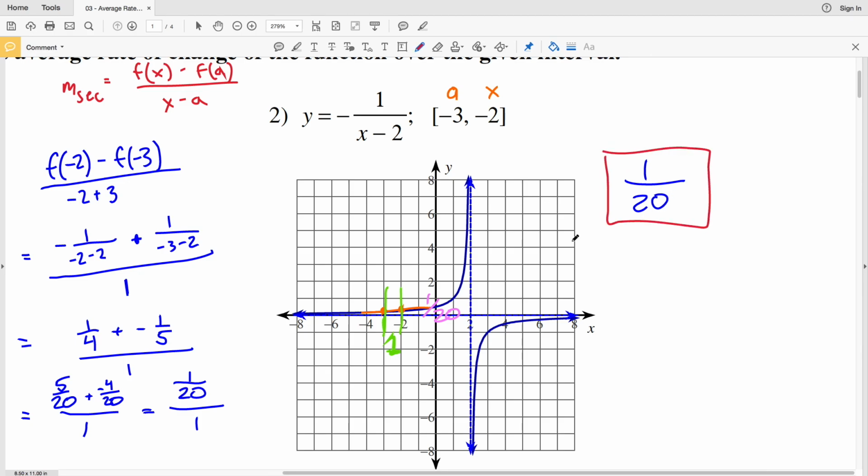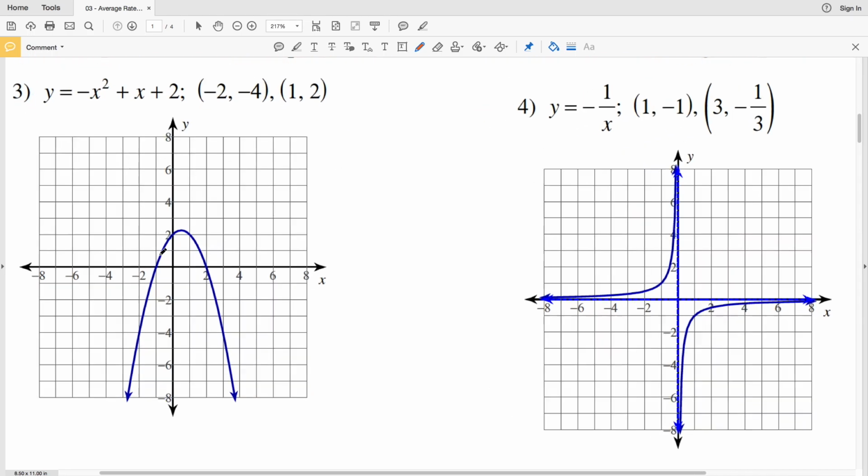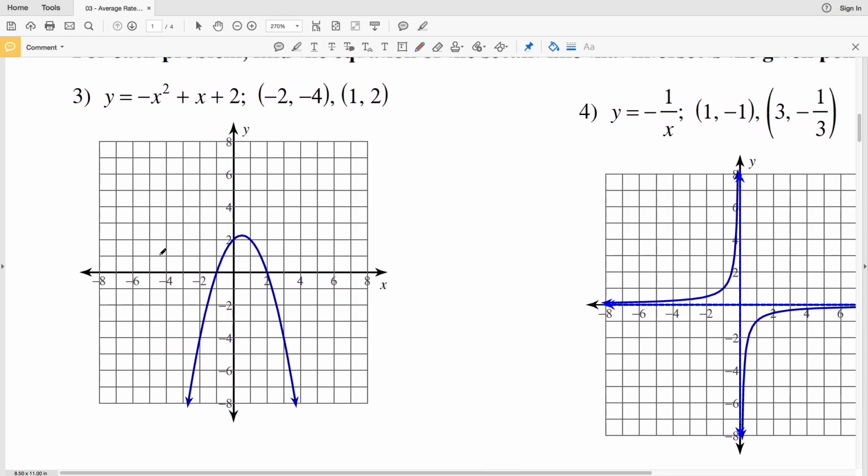Now let's move on to numbers 3 and 4. For numbers 3 and 4, it says for each problem, find the equation of the secant line that intersects the given points of the function. And in order to find the equation of the secant line, we need to use that slope and then plug it into point slope form by using our given points. So let's look at number 3 and go through those steps together.